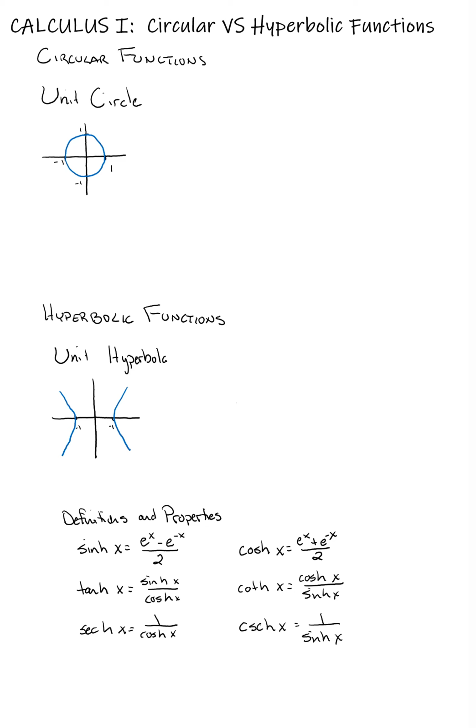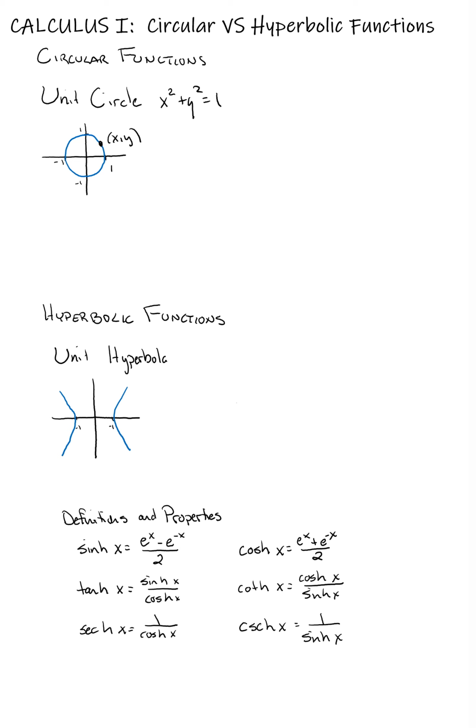The unit circle has an equation of x squared plus y squared is equal to 1. If we graph that, of course, we get a circle that's centered at the origin with radius 1. And the x and y describe each and every point on that circle.